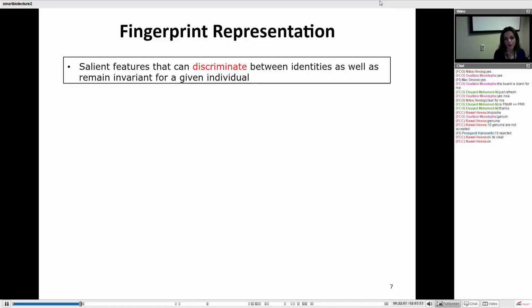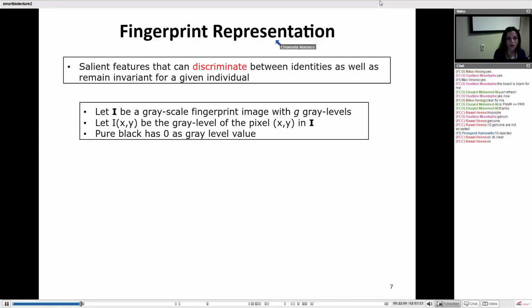So first of all, we need to discuss the representation of the fingerprint. We have discriminative features, and they can represent in a unique way the identity of the individual. Once we acquire the biometric, we need to extract values that are invariant for the individual. And we start from the image.